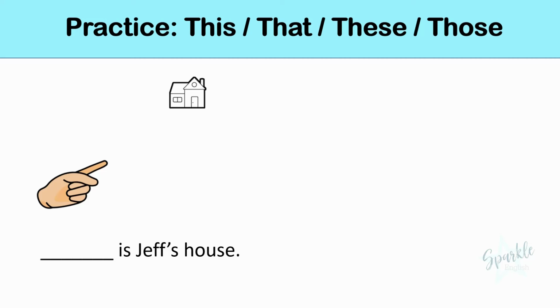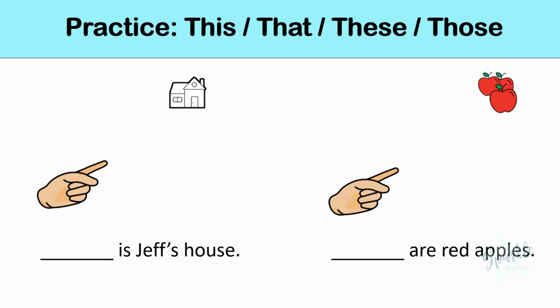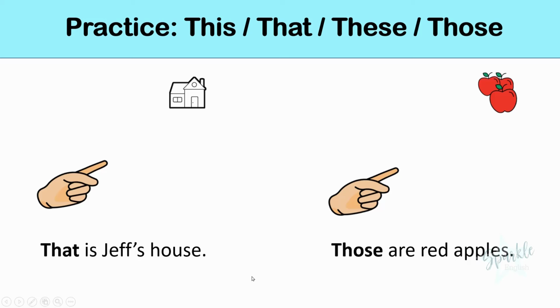Is Jeff's house. Are red apples. In both of these examples, the object or objects are further away. But in the first example, it's one house, and in the second example, there are 3 apples. That is Jeff's house. Those are red apples.